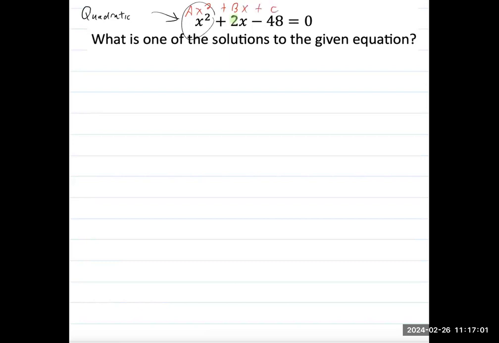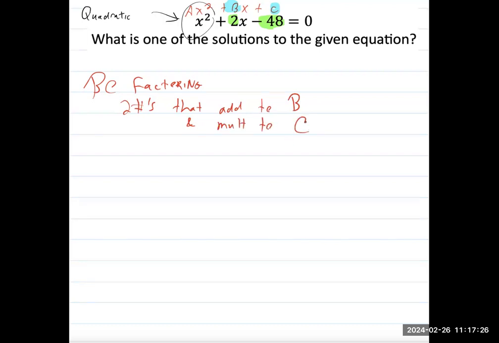And we see numbers in the b and c spots, which means that we're doing BC factoring. And so for BC factoring, what we need are two numbers that add to the B term and multiply to the C term. So they need to add to 2 and multiply to minus 48.